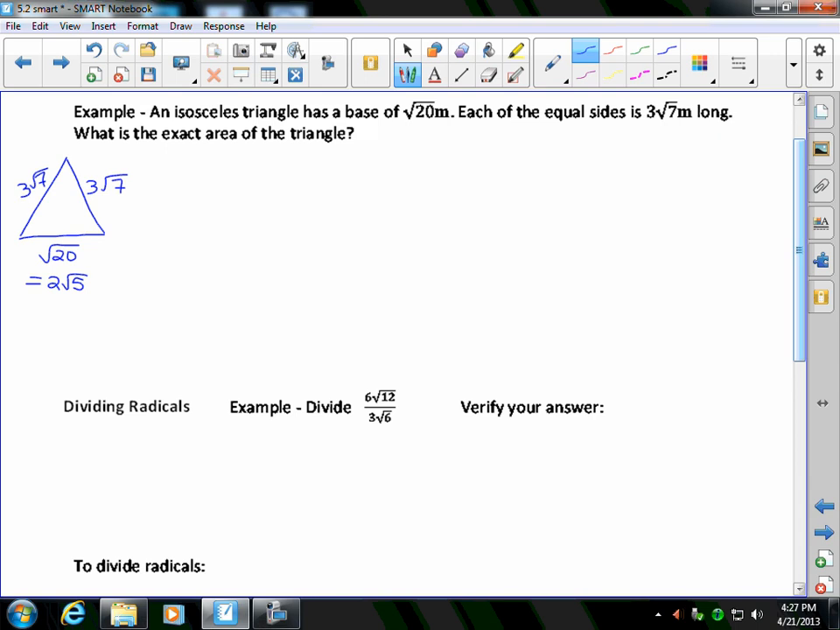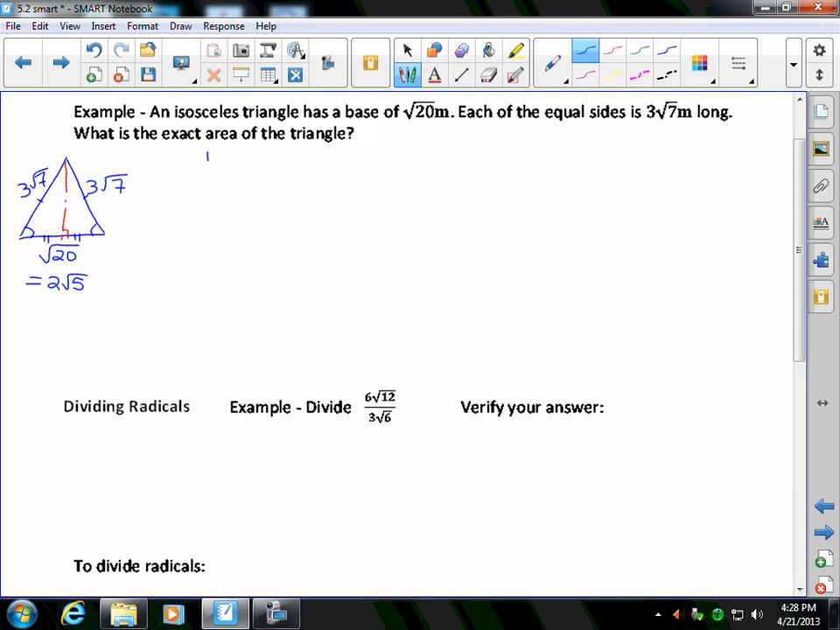So if this is an isosceles triangle, that means if these sides are congruent, these angles are congruent also. It's asking me to find the height. The height coming down here is going to be a perpendicular distance. And from properties of triangles, when you have an isosceles triangle and a height coming down as a perpendicular distance, it's going to cut this in half.